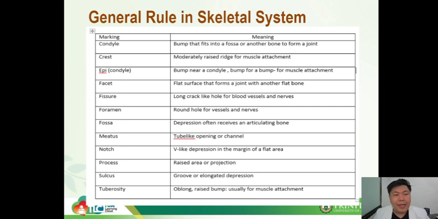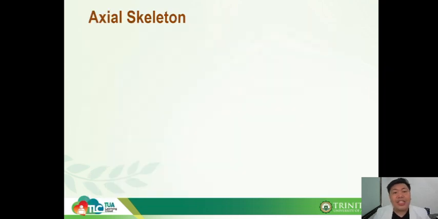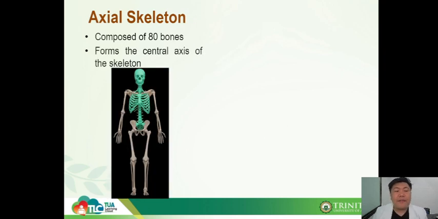Okay? So let's start with the axial skeleton. The axial skeleton is composed of 80 bones. And where do we find the axial skeleton? It usually forms the central axis of our body. That includes the skull, the vertebral column, and the thoracic cage. The skull, vertebral column, and the rib cage or thoracic cage.